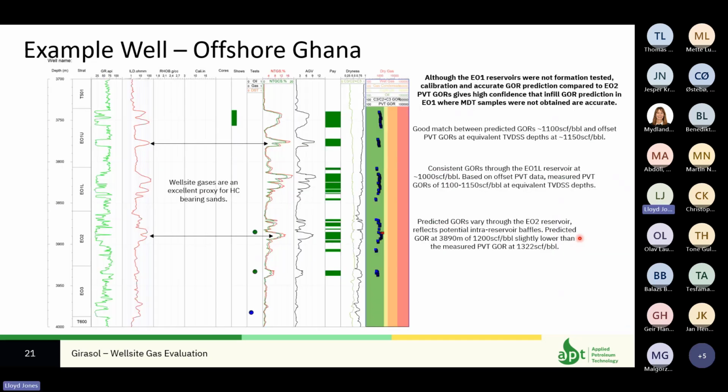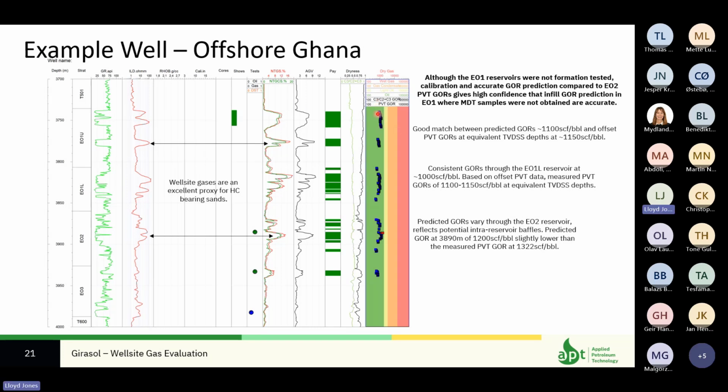So given that we've used the PVT data to tune the compositions, and the GOR predictions are very accurate, we can use the fact that the mud gas data is recorded continuously from the top to the bottom of a well to try and map the GOR variations within a reservoir. And you can see in the upper reservoir, the EO1 upper, just up here, the two reservoir zones are hydrocarbon bearing throughout, which you can see on the resistivities just here.